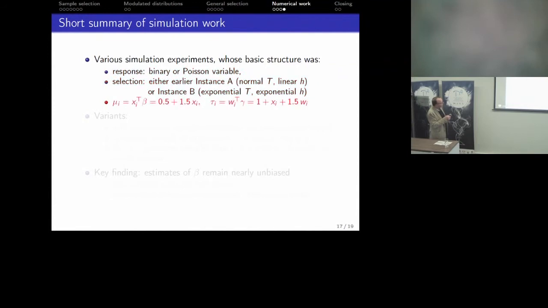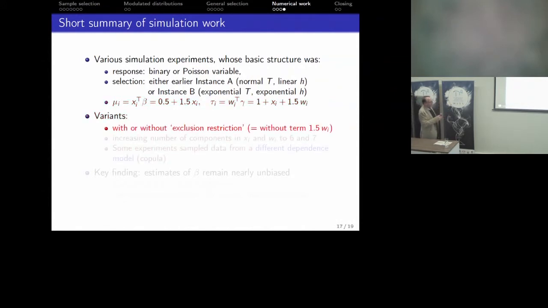In the simplest case, the mean of the response variable is this linear expression, and the mean of the latent sensory variable is this expression. Then there are variants. One variant is related to the problem of exclusion restrictions. In that literature of selection models, there is a big issue about this condition. It is required that there is an extra coordinate here which does not appear here. Otherwise, you run into greater difficulty.